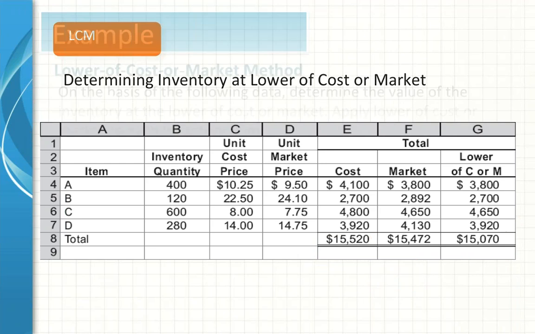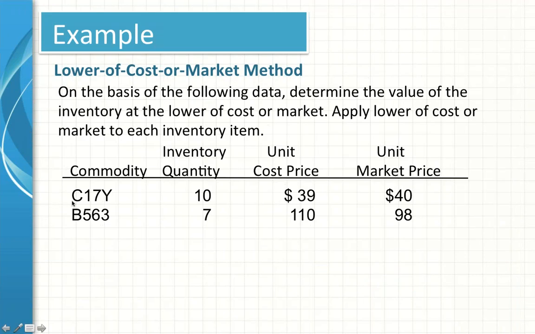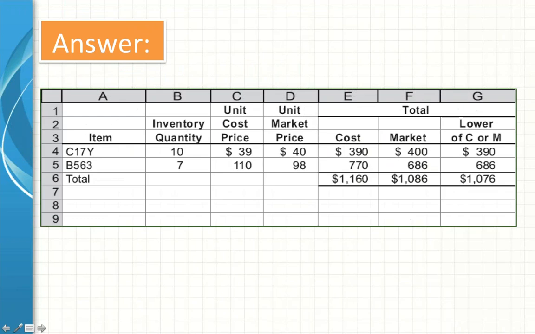Likewise, we'll have one more small exercise here. Product C, we have 10 units, purchased at $39. Now the market price is 40. So I should take 39. Product B, we have 7 units. Cost price was 110, but the market price is 98, which is lower of these two. So 10 times 39, 7 times 98 is the value we are going to consider in the financial statements.